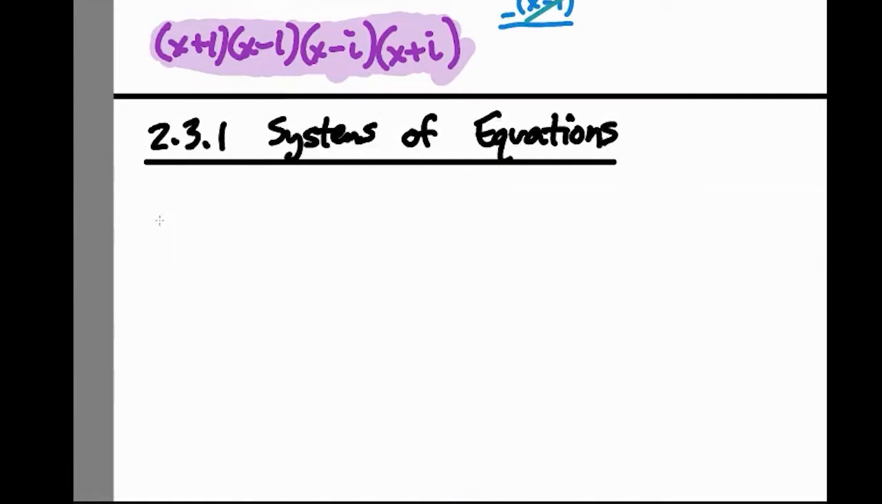All right, so let's see here. The first example we're going to do for this one, I want to find the solution if you have x plus y equals negative 2 and y is equal to x squared minus 4.